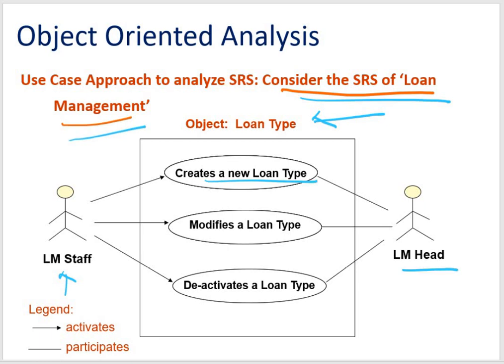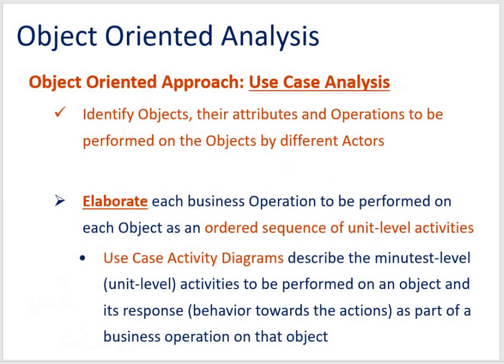So let's once again see the same example of your loan management. Considering the SRS of the loan management, our discussion started with loan management, right? In this I have the object of loan type. So the loan management staff activates or triggers create a loan type, and the loan management head is participating. Modify a loan type, the loan management head is participating. Or deactivating, once again he or she is participating. Triggering was done here, and triggering was once again done here.